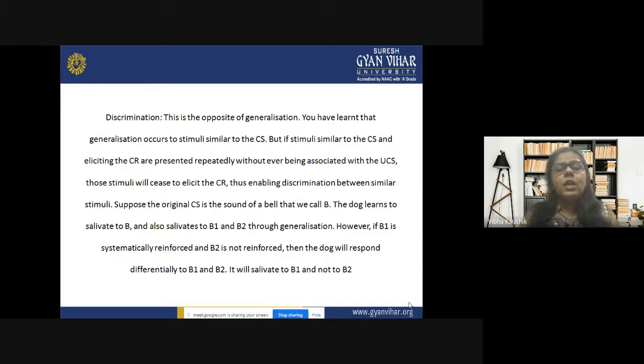Now, discrimination. This is the opposite of generalization. You have learned that generalization occurs to stimuli similar to the CS, which means the dog will salivate when a similar sound is produced. But if stimuli similar to the CS and eliciting the CR are presented repeatedly without ever being associated with the UCS, those stimuli will cease to elicit the CR, thus enabling discrimination between similar stimuli.